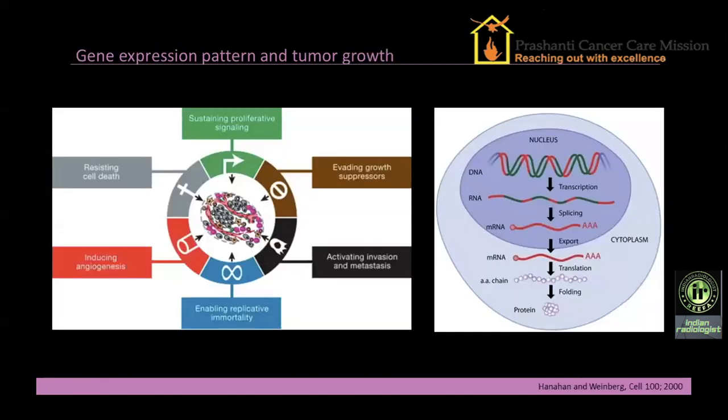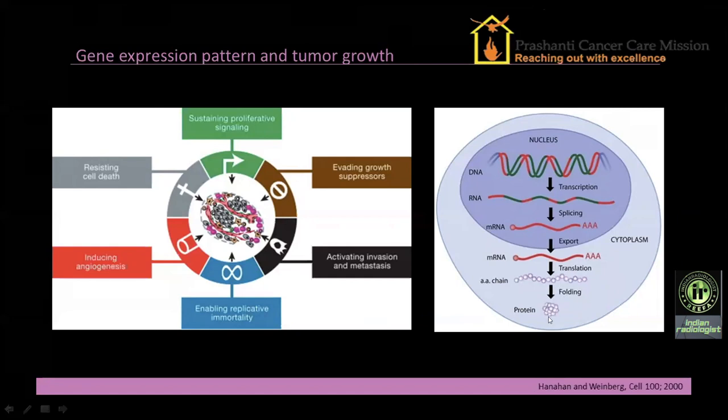So what is it that causes these tumors in these three different patients to behave in a different manner? It is because of the genetic makeup of the cell, the information of which is carried within the DNA. The DNA, by a process of transcription, produces the mRNA, which carries the blueprint for the expression of specific proteins.